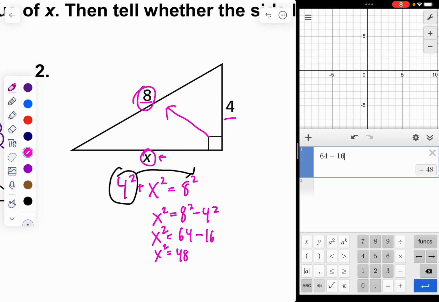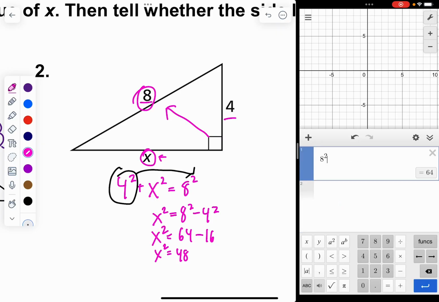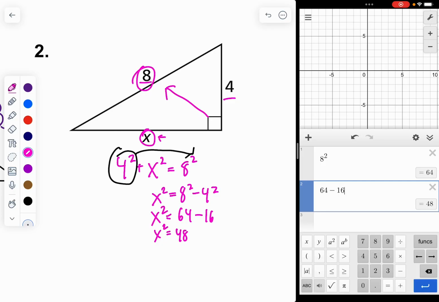Yep. And just to be thorough, 8 squared 64, 4 squared 16. Yep. So 64 minus 16, and it's okay to double check your numbers with the calculator, even if it's something you think you should know with mental math. It's okay to double check in the calculator if you have a calculator with you.